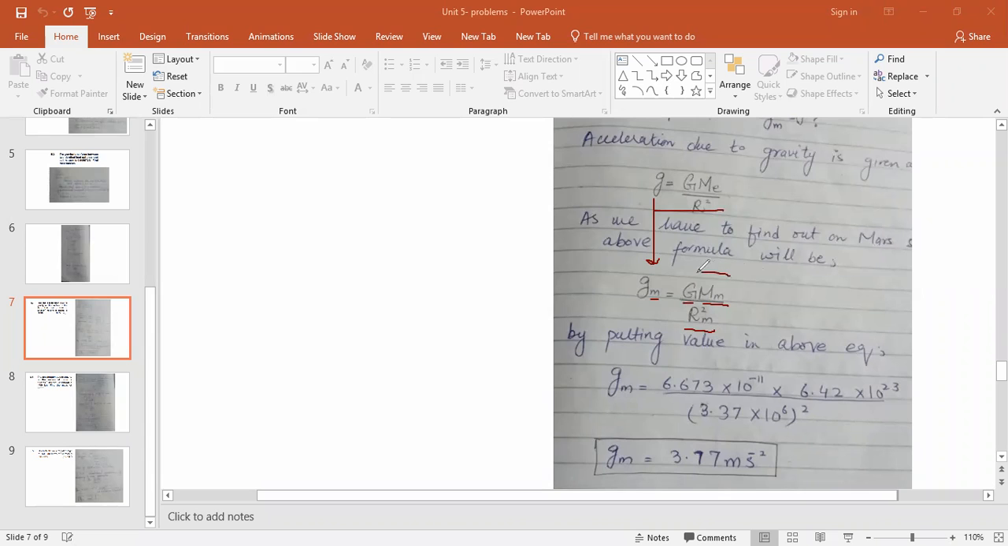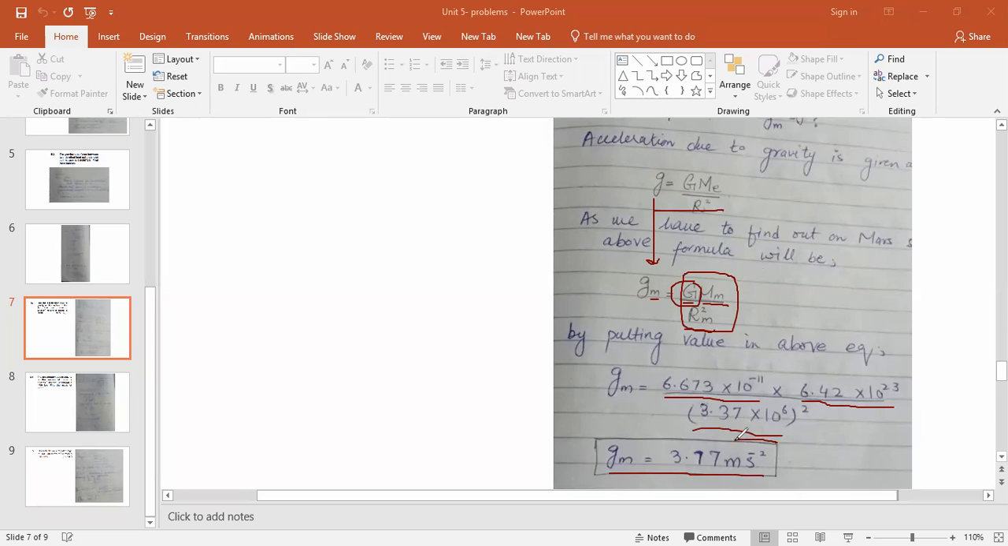So we know all these values are given in our problem, which we have written in the data. Only this capital G value we have to memorize because this is the value of a constant. So by putting the values in this equation, we get g m is equal to 6.673 into 10 raised to power minus 11, and then the mass of Mars given to you is 6.42 into 10 raised to power 23, and this is the radius 3.37 into 10 raised to power 6 whole square. So when we simplify it, we will get the answer 3.77 meter per second square.